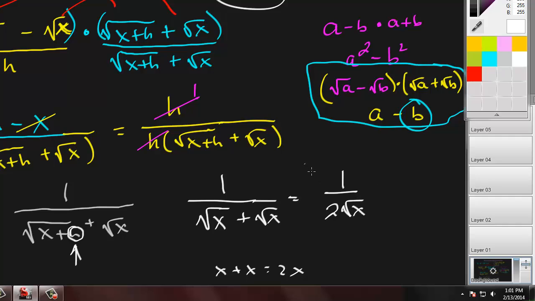I know you're usually taught not to leave a radical in the denominator, but in this example, pretty much every book I've ever seen leaves it down there. So this would be your final answer: 1 over 2 radical x. If you need to watch that again, feel free. Have a good one.